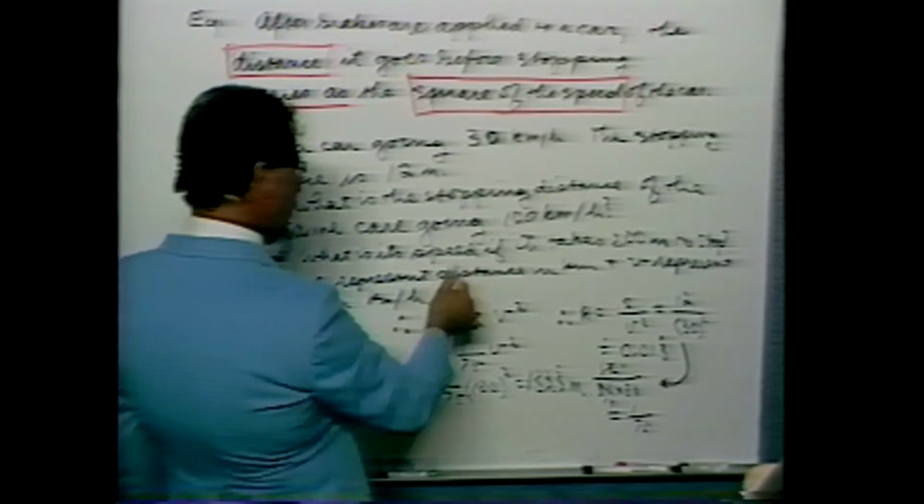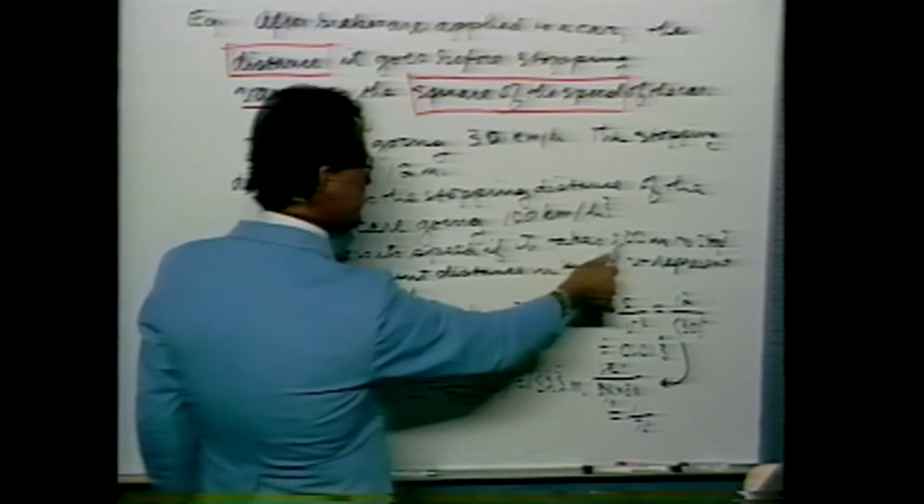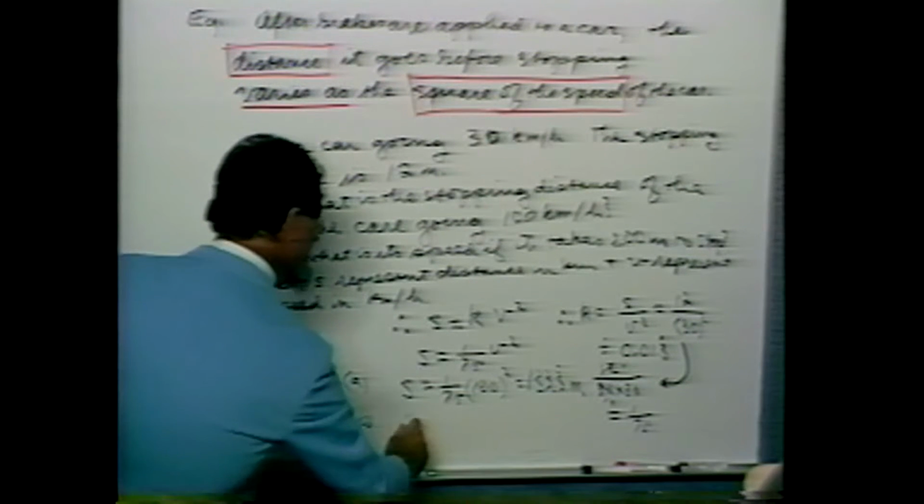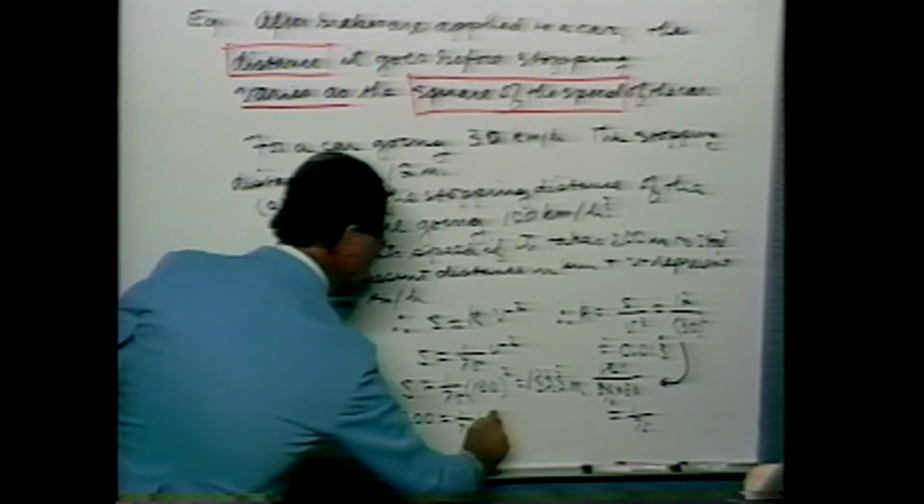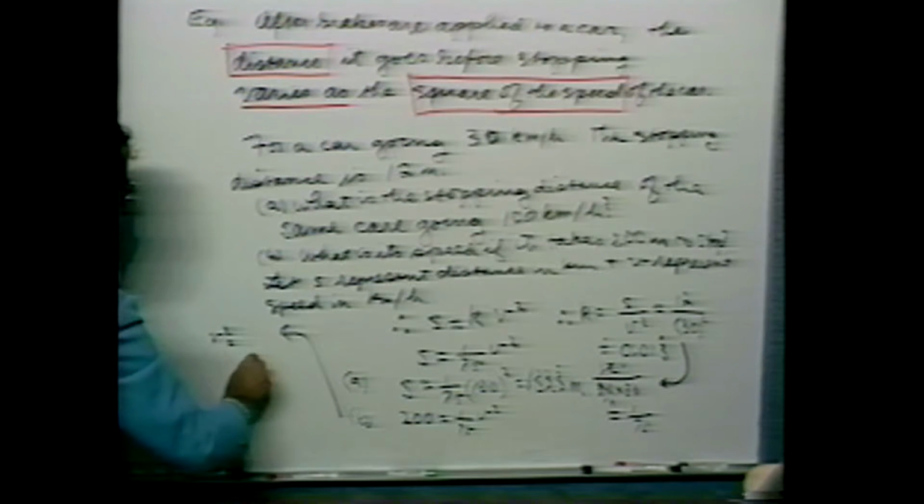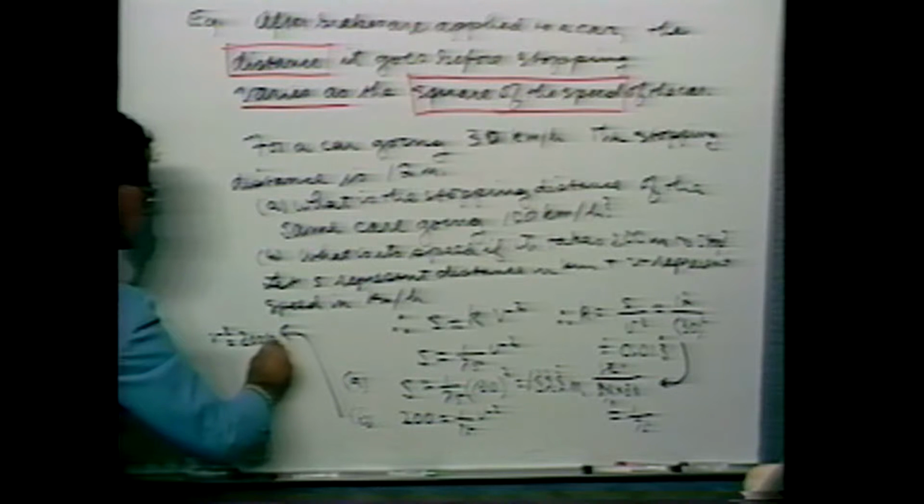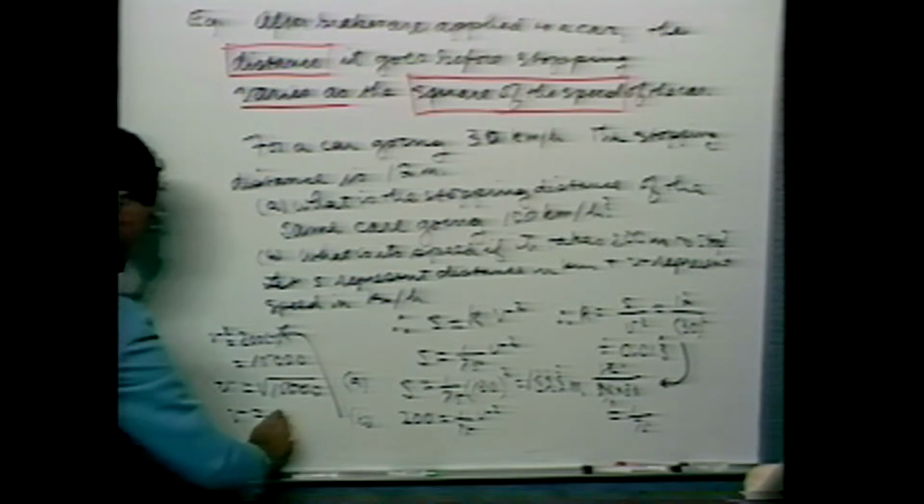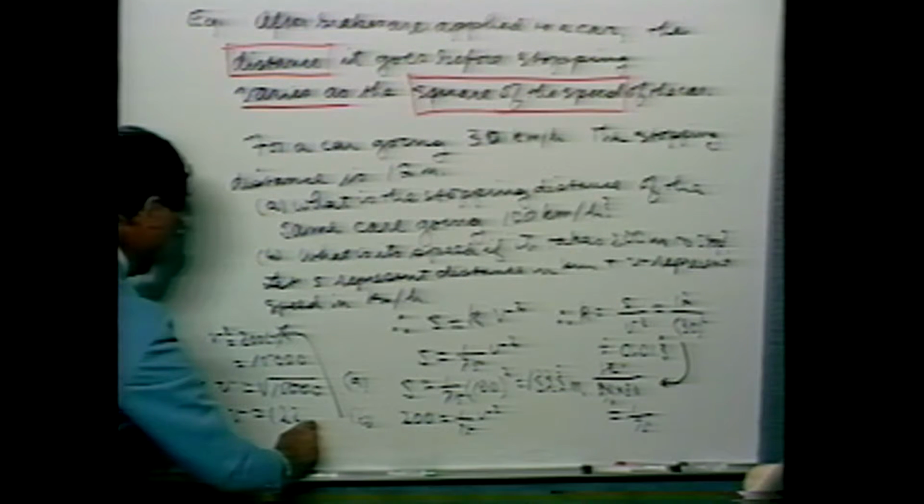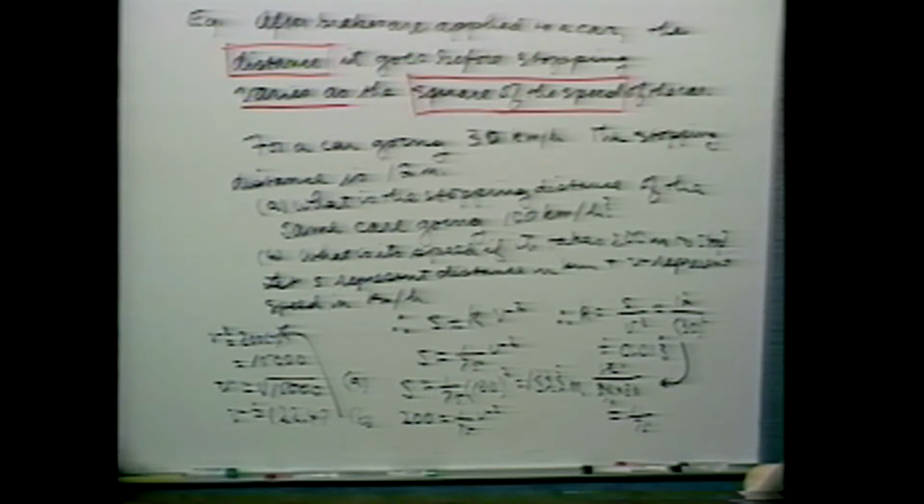On the other hand, in B, starting again with the formula S equals 1 over 75 times V squared, we want to know what the speed V is if it takes 200 meters to stop. So we put 200 here where S is, 1 over 75 multiplied by V squared. It appears that V squared is equal to 200 times 75, which is equal to 15,000. V is then the square root of 15,000. And finally, V is equal to 122.47 approximately kilometers per hour.